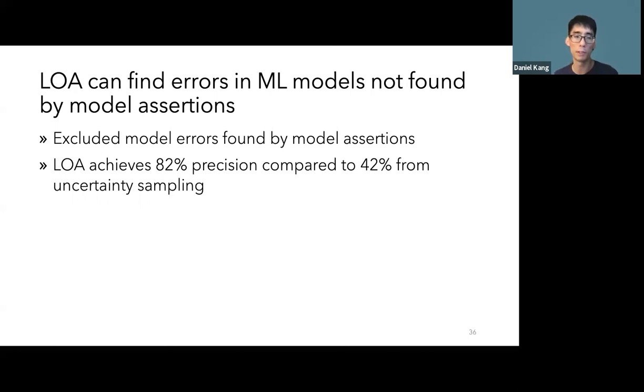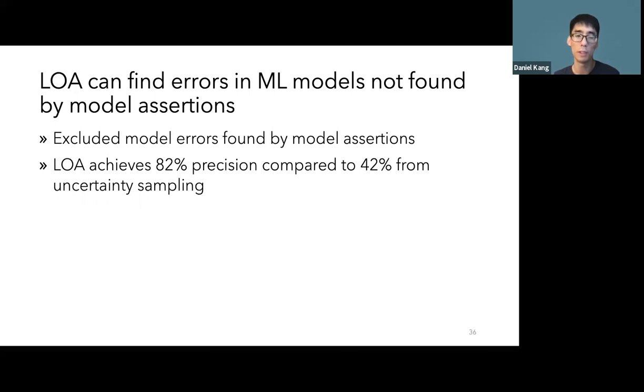In addition to finding errors in human labels, LOA can also find errors in ML models not found by ad hoc model assertions. As I mentioned, model assertions are often created manually. To measure this, we excluded model errors found by model assertions, and then measured the precision of LOA and uncertainty sampling at finding model errors excluded by model assertions. And as we can see, LOA achieves a precision of 82% compared to 42% from uncertainty sampling, which is almost a 2 times improvement.